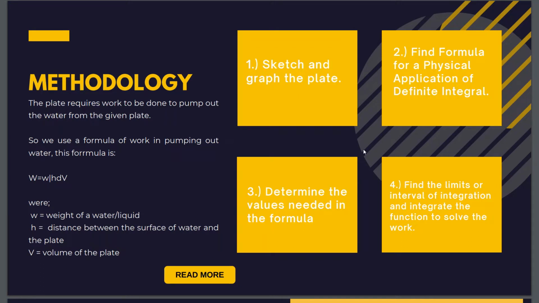As stated, the plate requires work to be done to pump out the water from the given plate. So we use the formula of work in pumping out water. This formula is: work is equal to weight times the integral of height and the derivative of volume, where W is the weight of water or liquid, h is the distance between the surface of the water and the plate, and V is the volume of the plate.